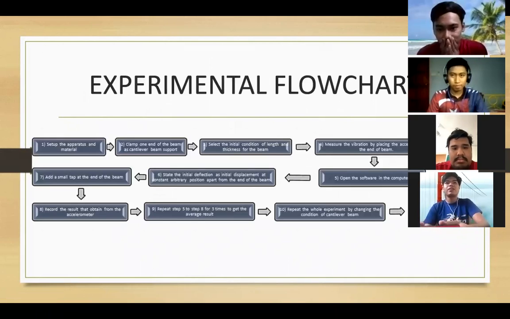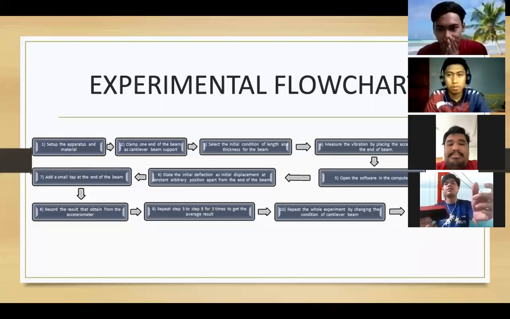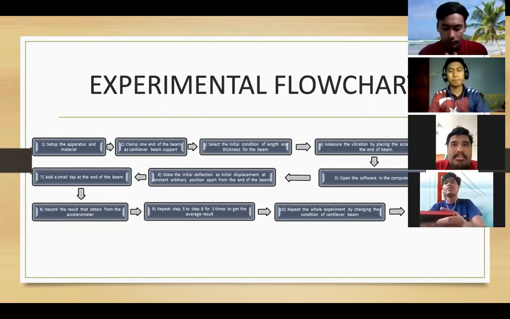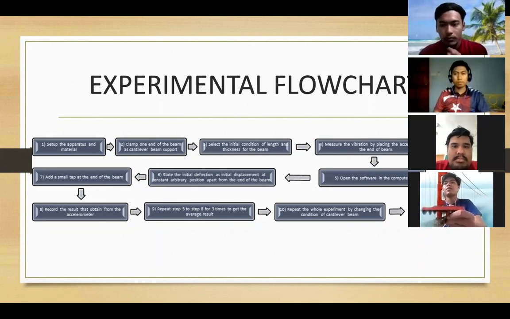So firstly, like another experiment, we prepare the apparatus and material first, and then we will clamp one end of the beam as a cantilever beam support. After we clamp this beam, then we will provide the initial condition for length and thickness for the beam, and then we will measure the vibration by placing the accelerometer at the opposite end of the beam, opposite the support.